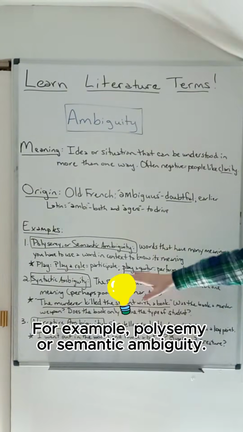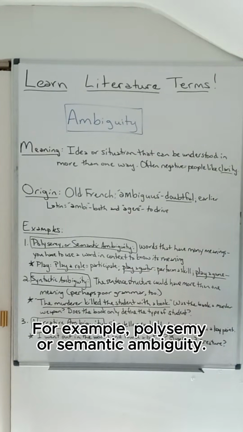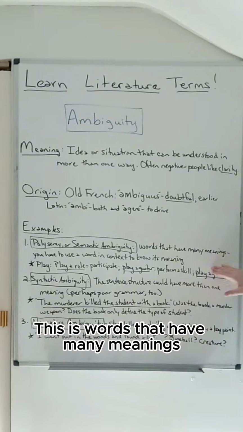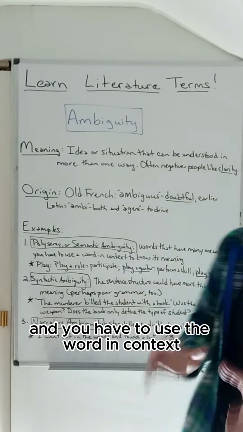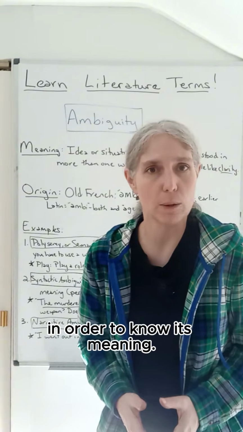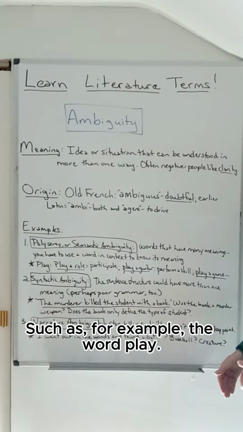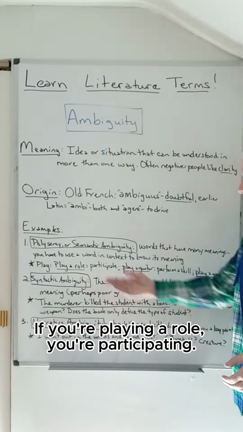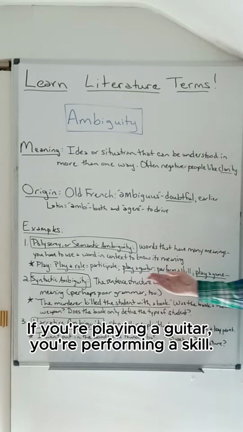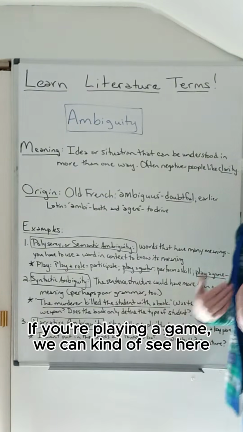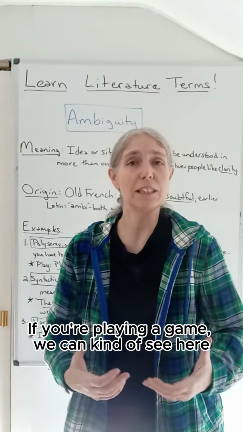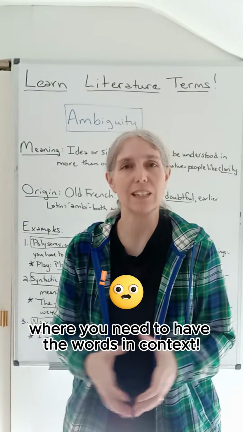For example, polysemy or semantic ambiguity. Now, this is words that have many meanings, and you have to use the word in context in order to know its meaning, such as, for example, the word play. If you're playing a role, you're participating. If you're playing a guitar, you're performing a skill. If you're playing a game, so we can kind of see here where you need to have the words in context.